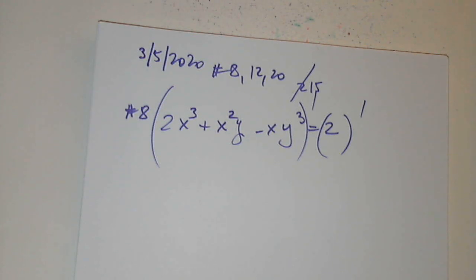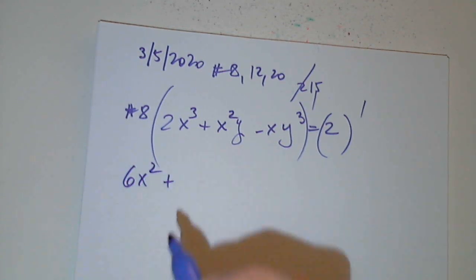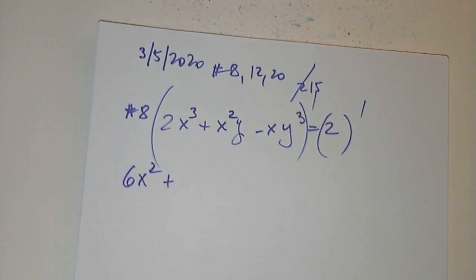Okay, I want to see how you differentiate 2x cubed. 6x squared. Right, is that clear? There is no function in there, it is just a variable. Okay, perfect. Plus, how do we differentiate x squared y? 2x dy dx. It's two functions.